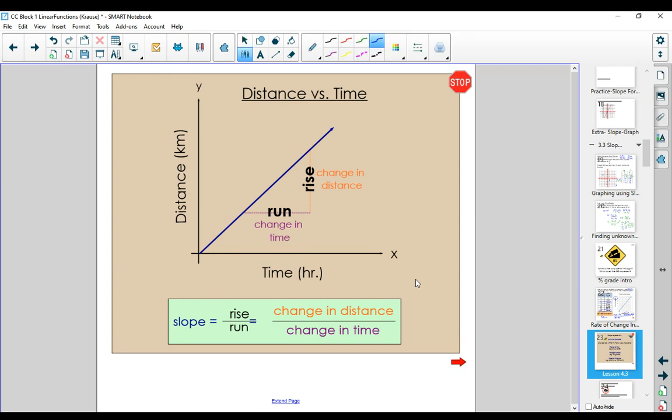If we're looking at rate of change, here our rise units are distance, so distance would be in kilometers. Our run units is time, time would be in hours. So when we divide kilometers over hours, our units become kilometers per hour.